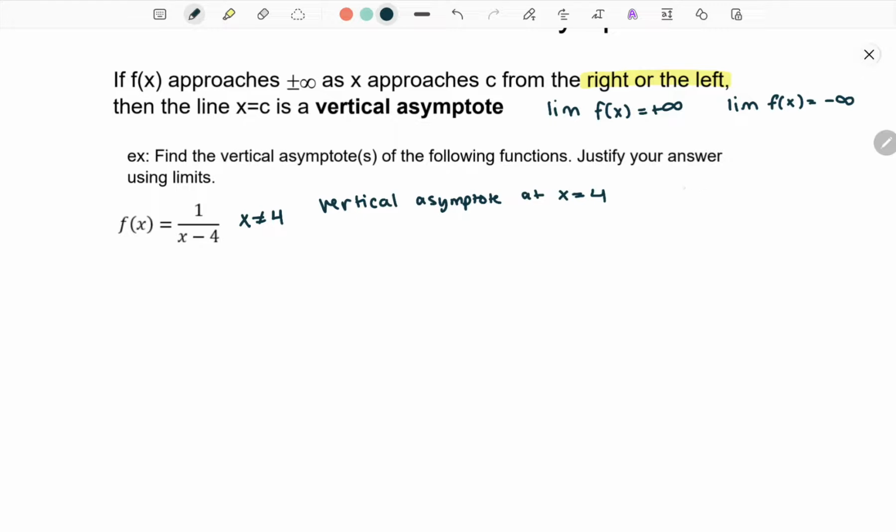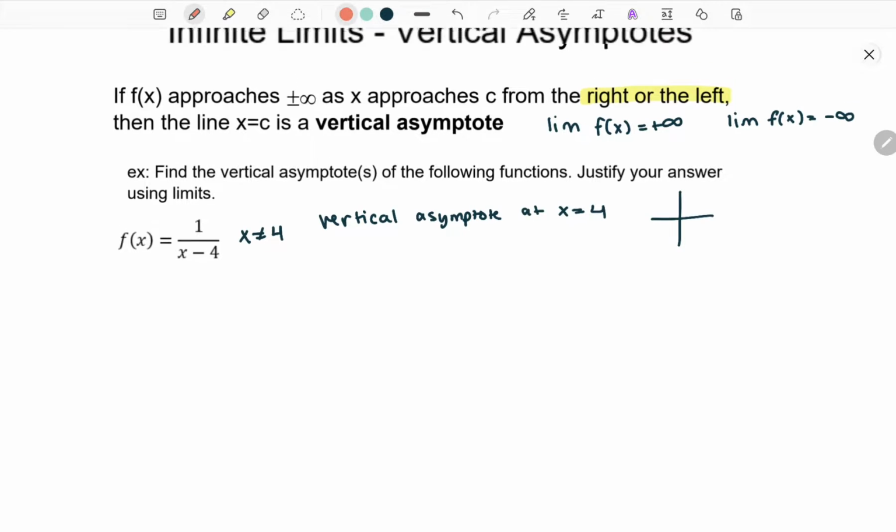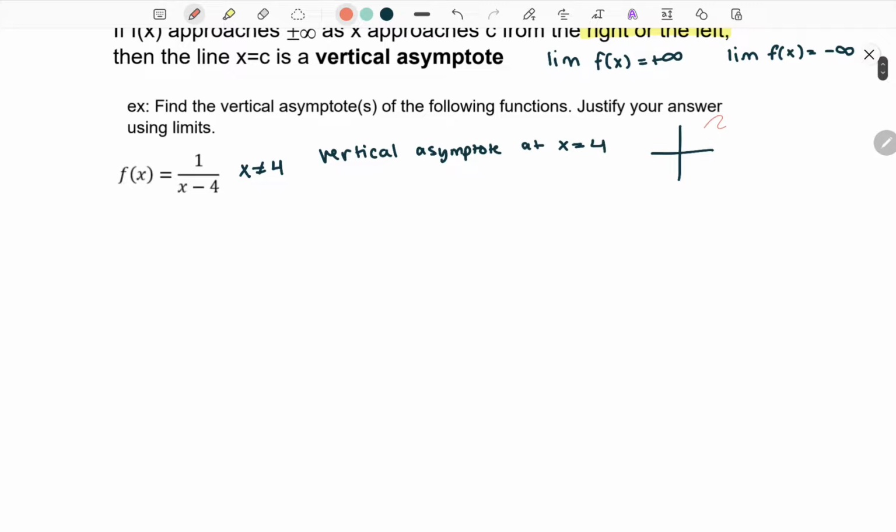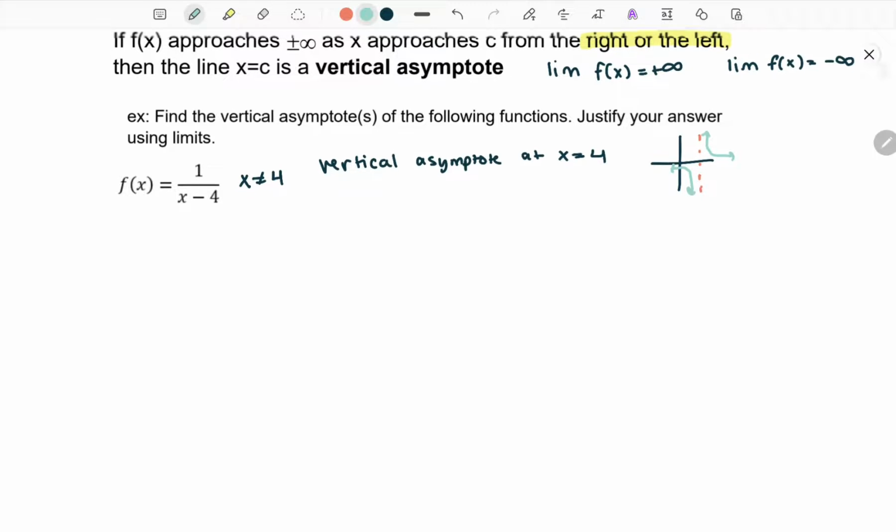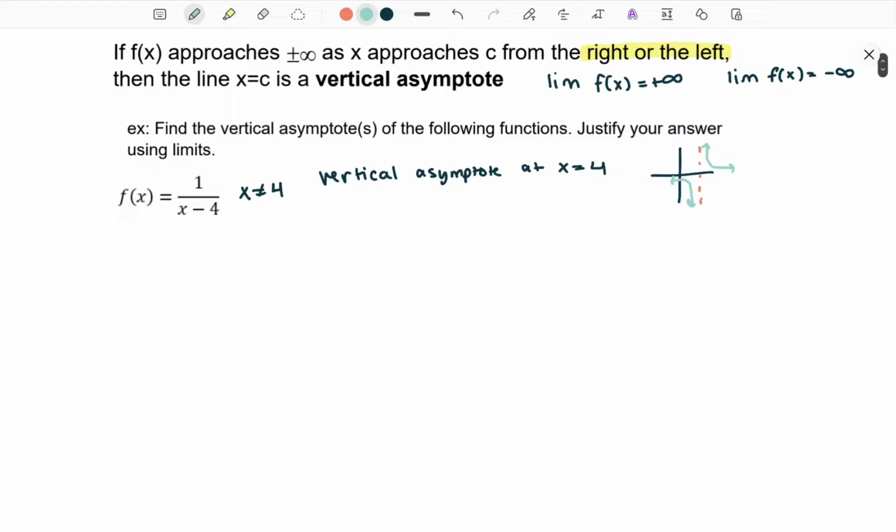Right? You could probably even sketch this function for me. You know that I cannot have an x coordinate of positive 4. You know that numerator of 1 tells me we're probably going to get something that looks like this. These reciprocal functions that we studied all the way back in Math 20. So you know what that looks like. Now we're going to prove it. Now you're going to tell me why you know that that's a vertical asymptote.